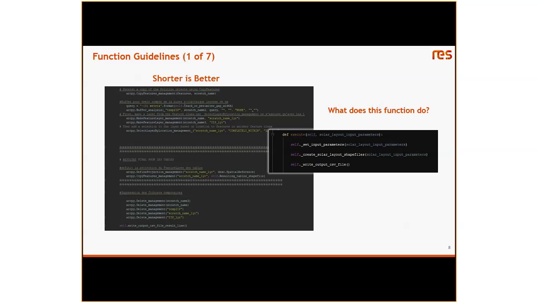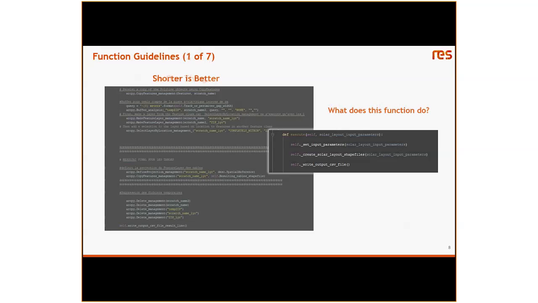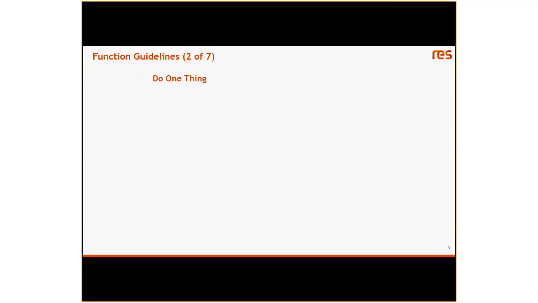Okay. So the second guideline is that your function should do one thing. The quotation that's normally given is that functions should do one thing, should do it well, and they should do it only. And the obvious follow-up question is, what do we mean by one thing? Do we mean one line of code? Do we mean one operation? Probably not.